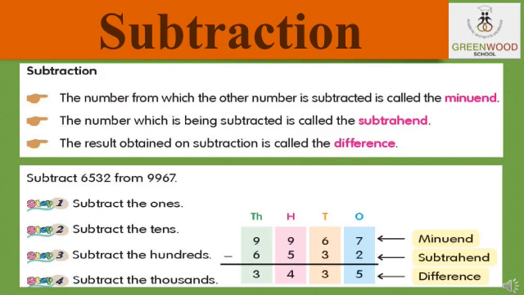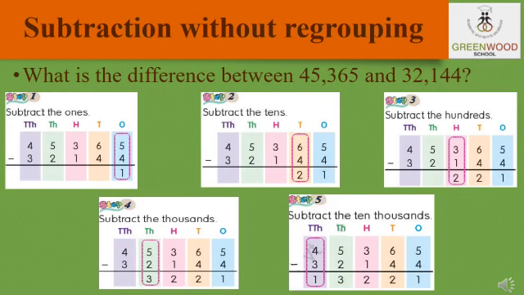Step 2, subtract the tens. 6 minus 3 is equal to 3. Step 3, subtract the hundreds. 9 minus 5 is equal to 4. And the last, subtract the thousands. 9 minus 6 is equal to 3. So our answer is 3,435. Subtraction without regrouping.